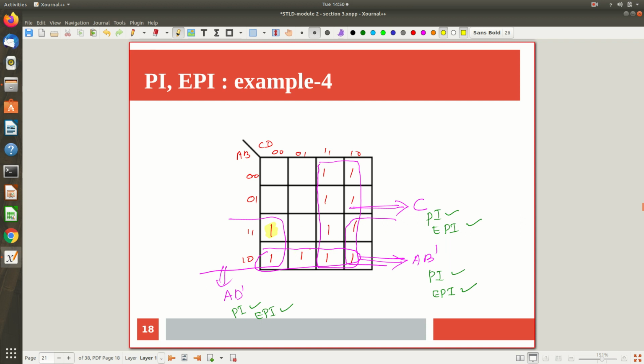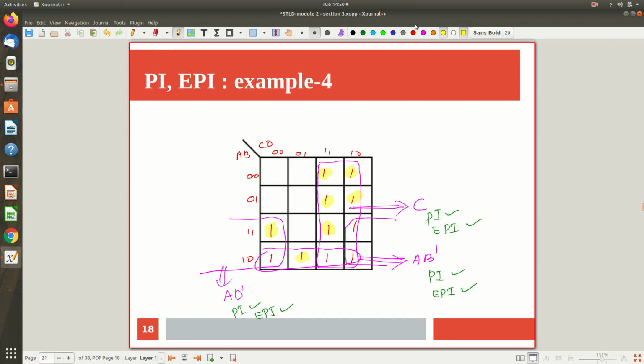Now if I am looking at this AB dash, you can see only this is making it essential, because in that grouping others are covered by more than one, and similarly here there are many. So this one, this one, this one, this one, this one, all are covered only by that particular 8 element group, no one else. So all of them together make that C an essential prime implicant. Right, now it is clear, right?